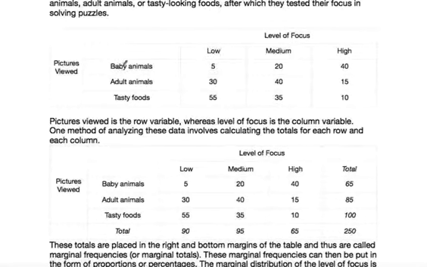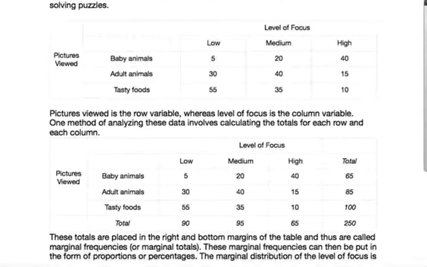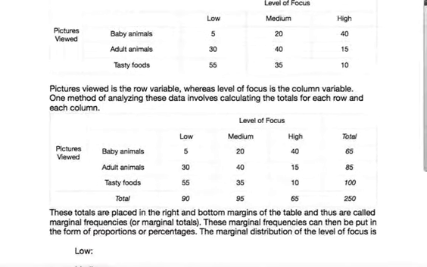So for people that looked at baby animals, you had 5 people that had low focus, 20 people that had medium focus, and 40 that had high. For adult animals, 30 had low, 40 had medium, and 15 had high. And for tasty foods, 55 had low, 35 had medium, and 10 had high. Pictures viewed is the row variable, whereas the level of focus is the column variable. So remember, rows go left to right, columns go up and down.